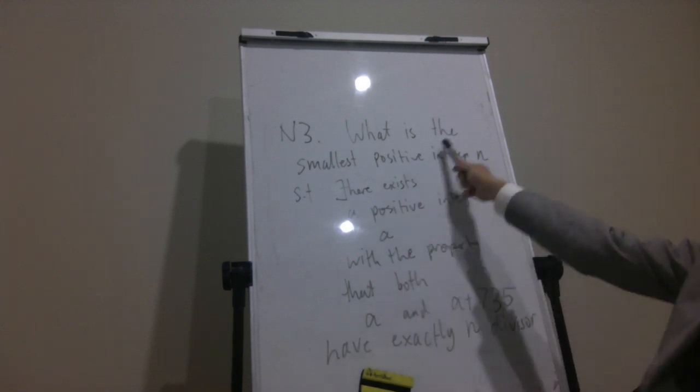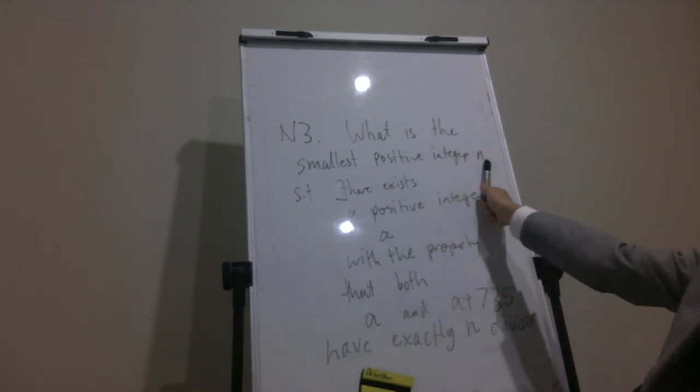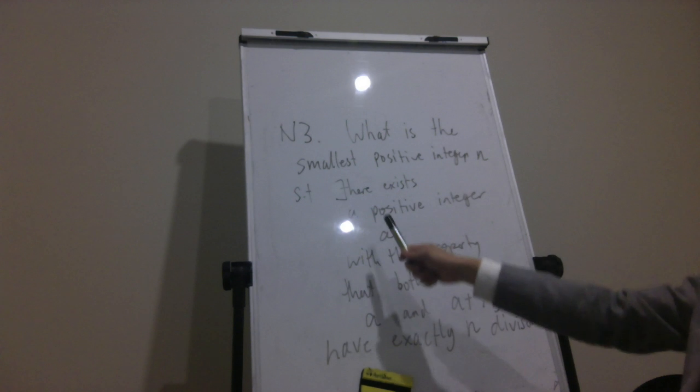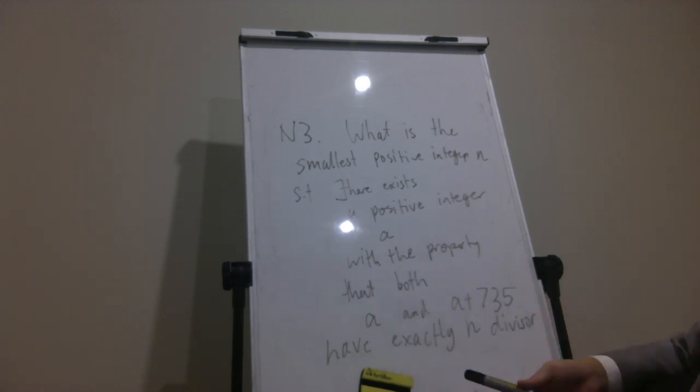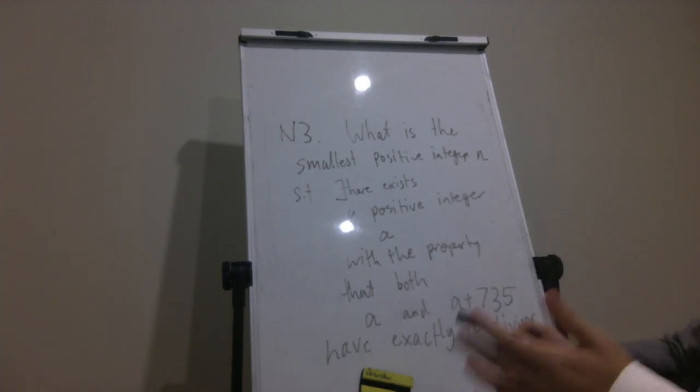The problem is: what is the smallest positive integer n for which there exists another positive integer a such that a and a plus 735 both have exactly n divisors? Okay, that's a lot to take in. You have to really think about what that problem means.